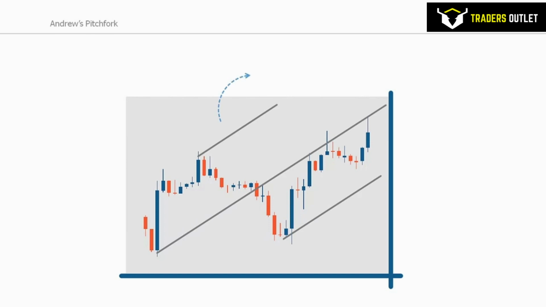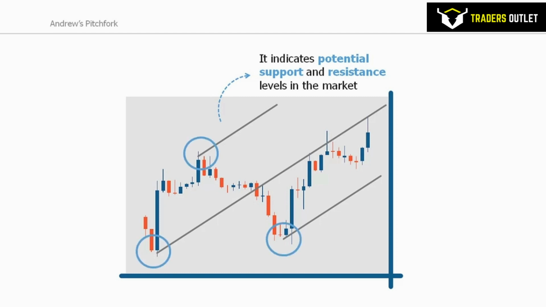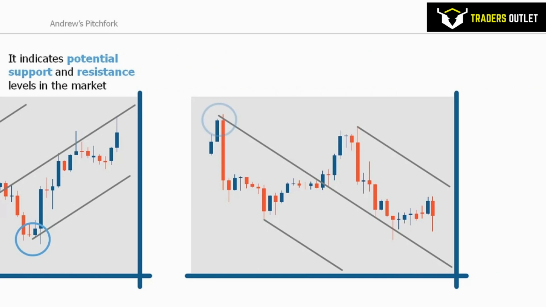Andrews Pitchfork uses 3 parallel lines to indicate potential support and resistance levels in the market. It is constructed using 3 consecutive highs or lows on a chart. For example, in an uptrend, the pitchfork is constructed from a low and high and then another low. It is important to follow this order when drawing the pitchfork. The opposite is true for a downtrend. The pitchfork is constructed using a high, a low, and then another high.